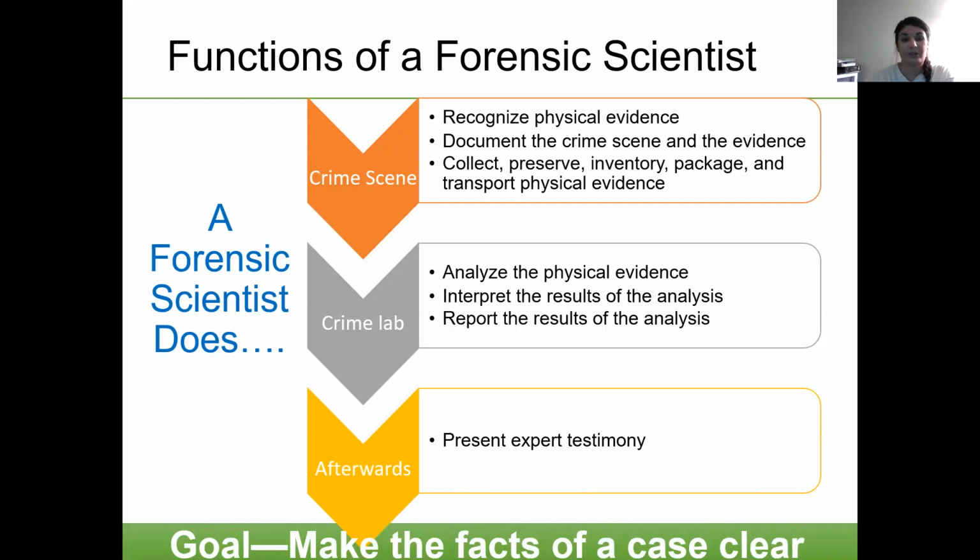The overall goal of a forensic scientist is to make the facts of a case clear. They want it as clear as they can be so that there's no chance of refute.